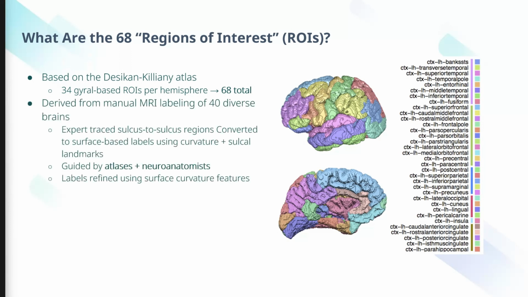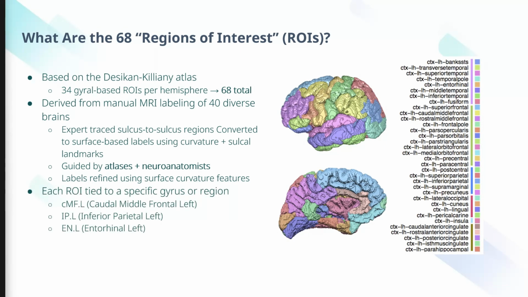This was made by manual MRI labeling of 40 diverse brains. Experts trace the regions based on their curvature and landmarks. They use atlases and neuroanatomists, and then refine those labels using the different features of the brains they were analyzing. Then they tied each one of these regions of interest to a specific gyrus or region. These are a few examples of different regions of interest. We have these different regions, all of which are connected in different ways and are connected to different aspects of the brain as a whole.